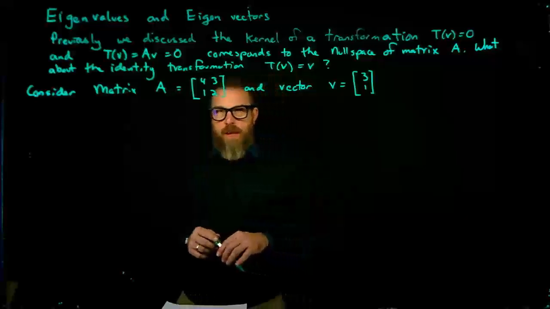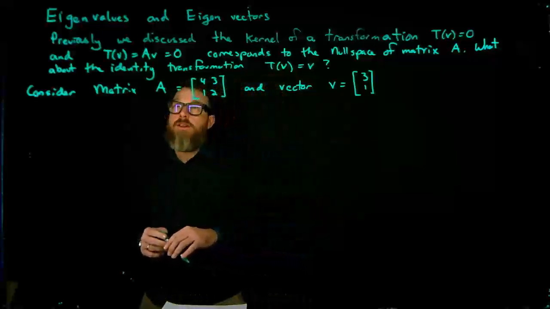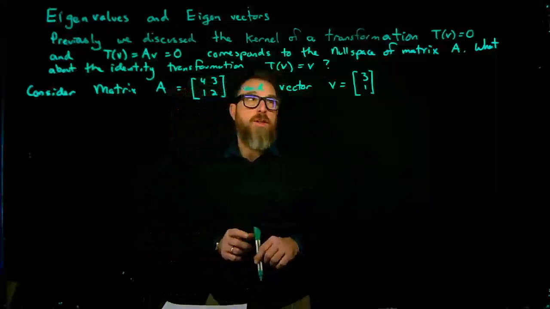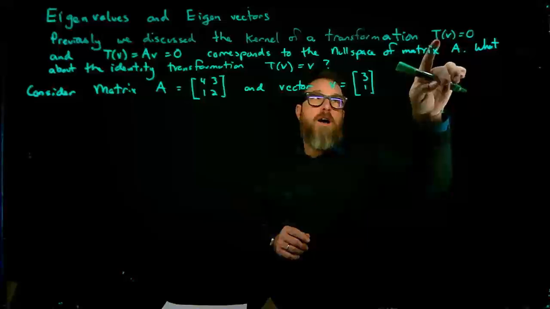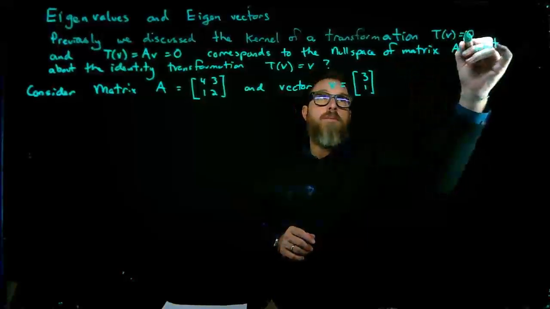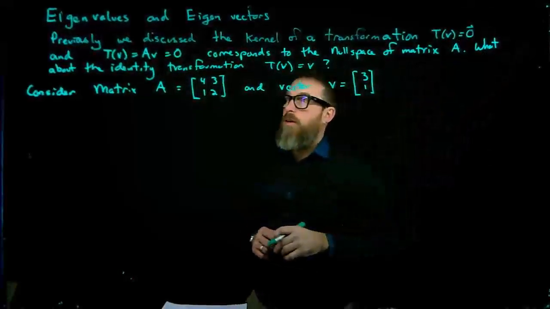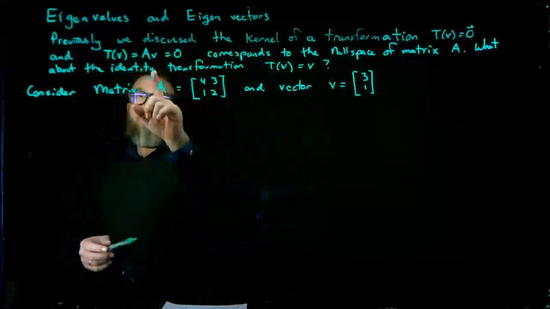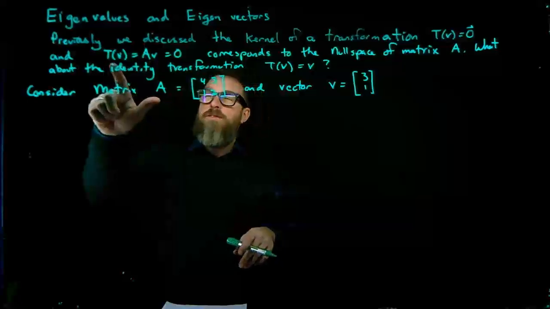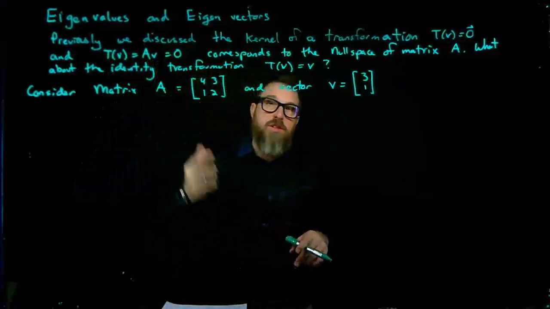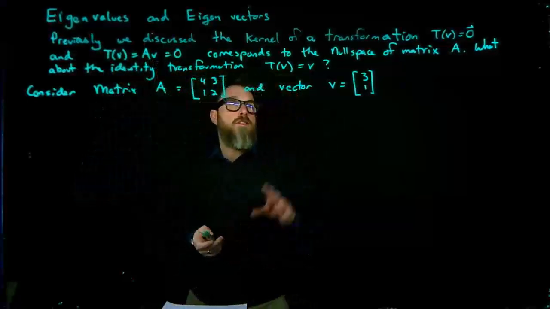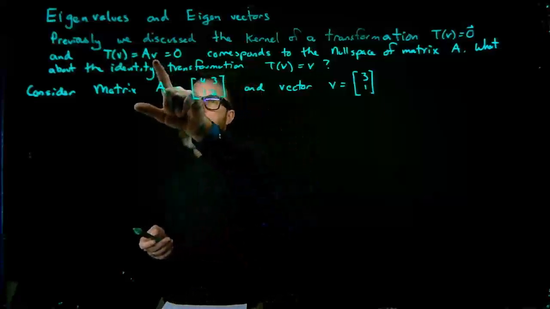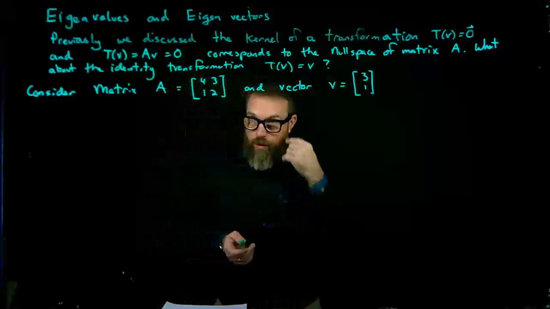I'm Professor Van Hamlin, and I'm going to cover eigenvalues and eigenvectors. Previously we discussed the kernel of a transformation, the transformation of vector v being equal to the 0 vector. We know that transformations can be written as matrix multiplication, so T of v can be defined by A times v, which is equal to the 0 vector, and that corresponds to the null space of matrix A.